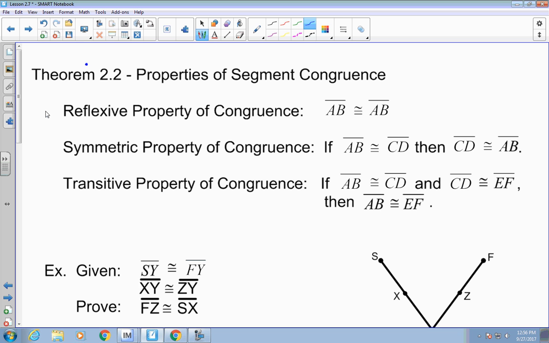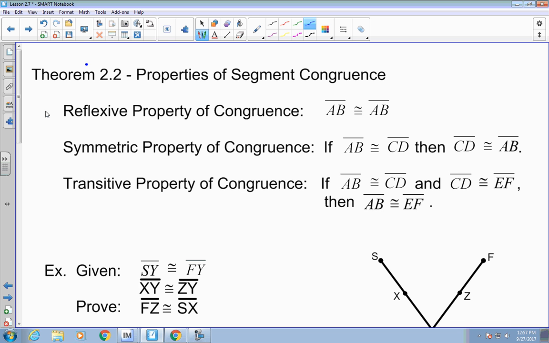All right, let's talk about a couple of properties. These properties we talked about last week when we did those algebraic proofs. Some of these apply to congruence as well as equality. You have the reflexive property of congruence. Remember, reflexive was like A equals A. So AB is congruent to AB. That's still reflexive, and you can just put reflexive. That's fine with me.